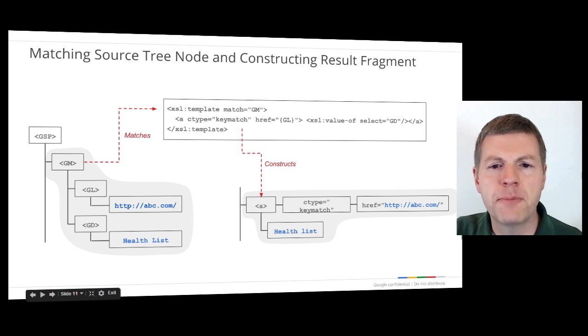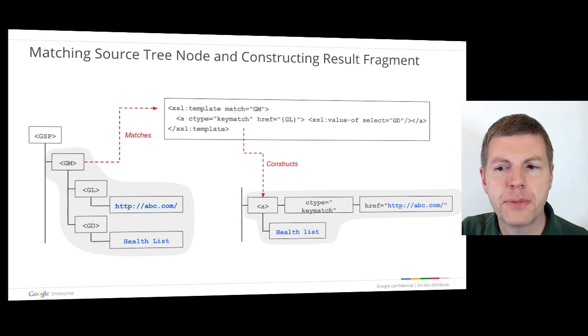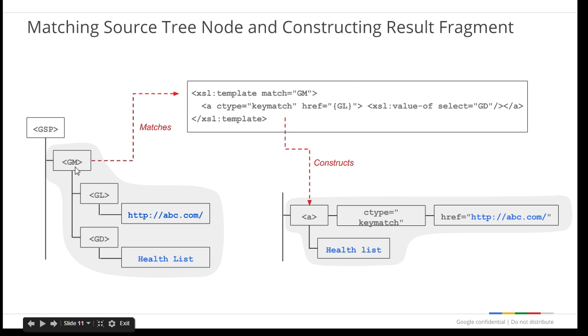Our functions are called templates because they contain literal values to output along with the values of XPath expressions. For example, here we see a GM element in our XML source tree and the template that matches it. This template will generate an HTML anchor tag and it will read the child elements GL and GD from the source tree, then inject their values into the generated text. Note the 2 different ways that's happening in this example.